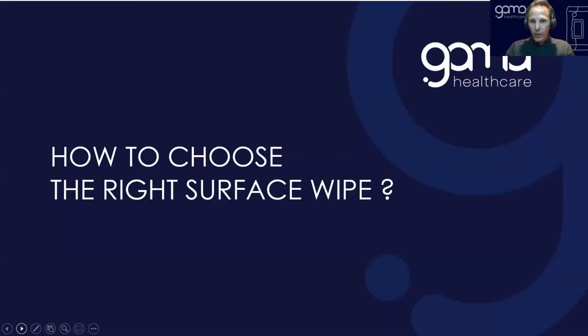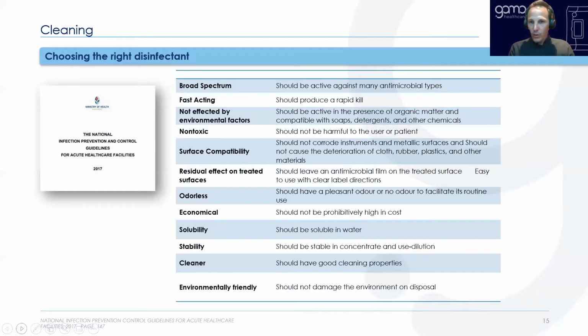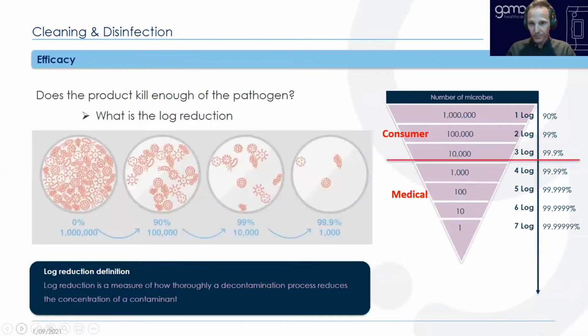So how to choose the right surface wipes? When you look at the guidelines in Singapore dated 2017, you have a list of criteria, parameters that are important in selecting disinfectants. And actually, when it comes to home care, I would prioritize three criteria. The first one is efficacy.